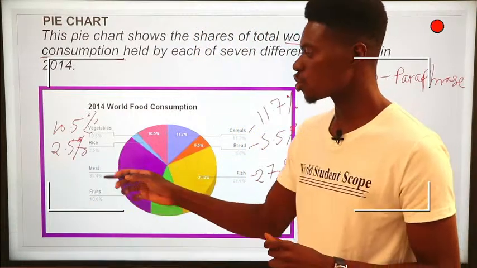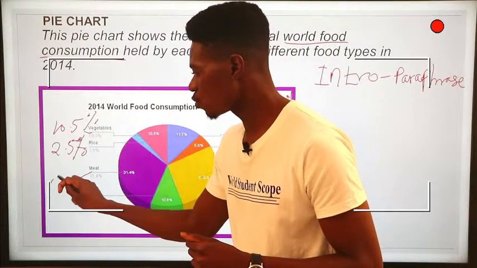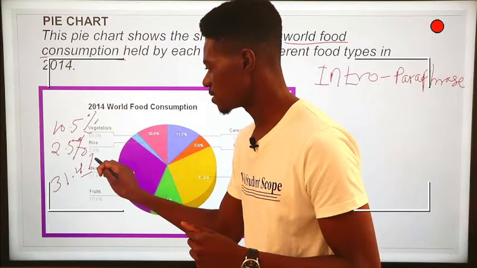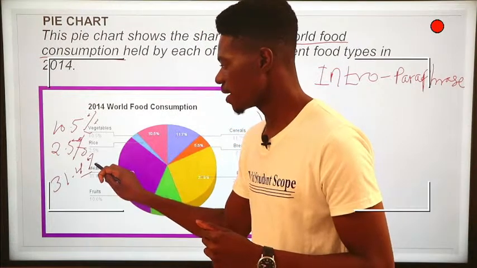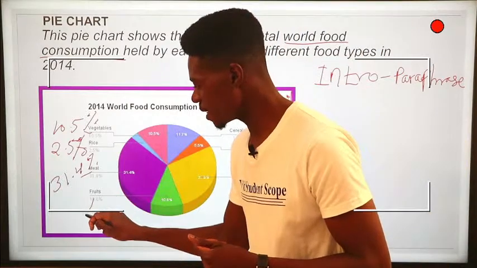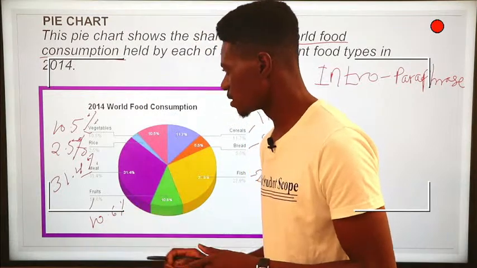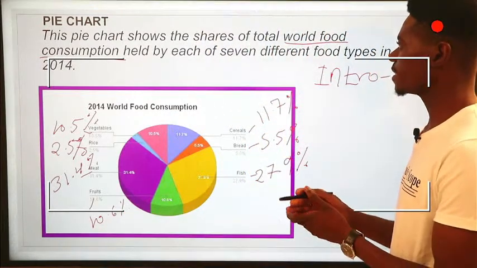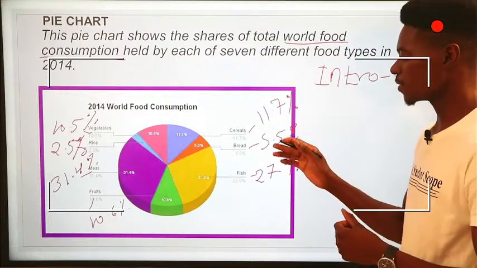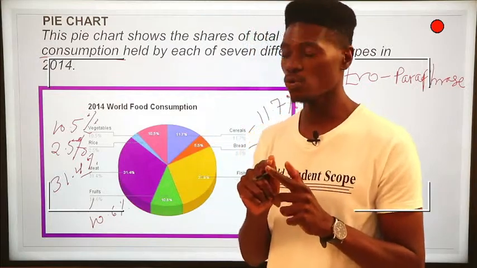Then we have also been given meat. Meat we have been given of 31.4%. Then we have been given fruits. Fruits we have been given for 10.6%. So as it is seen, we have different types of food: cereals, bread, fish, fruits, meat, rice, and vegetable.